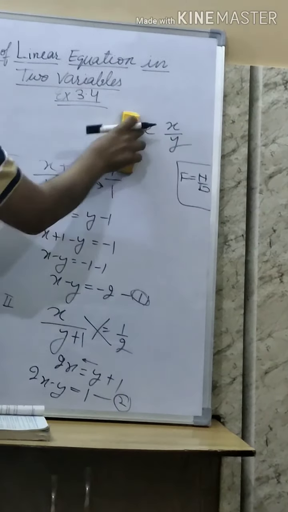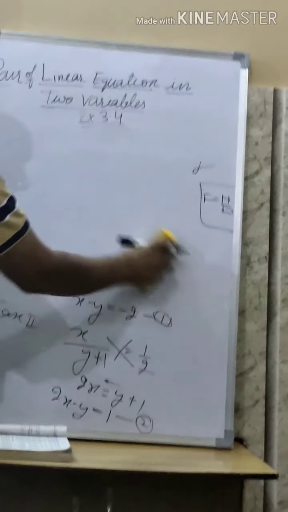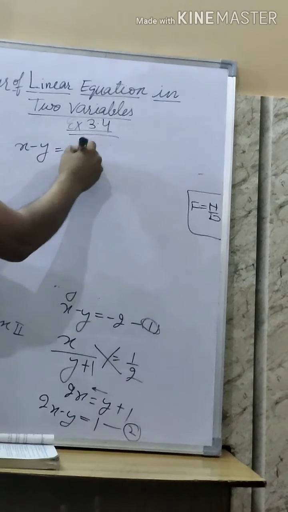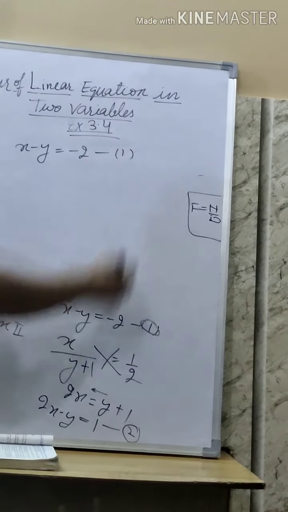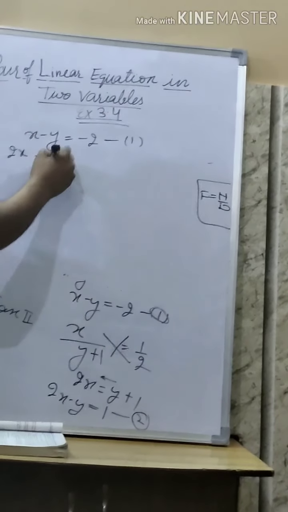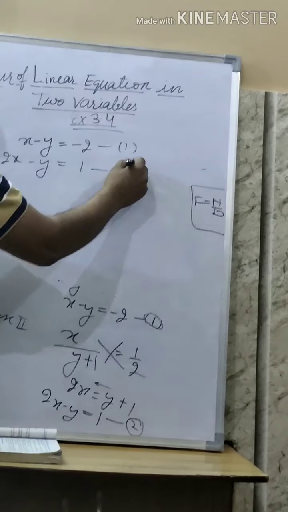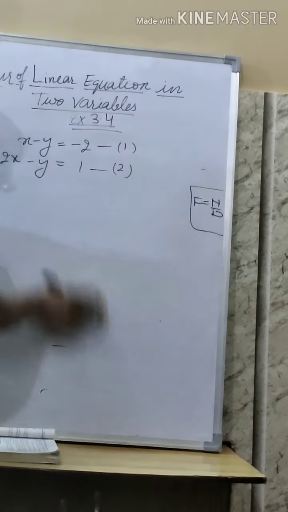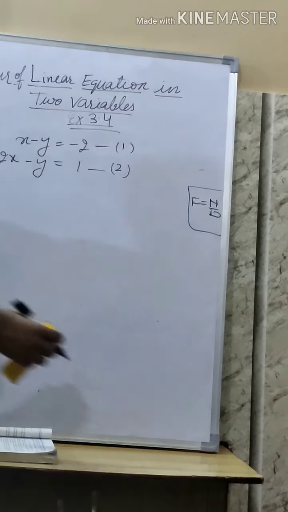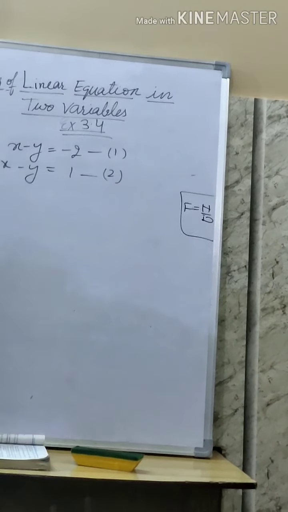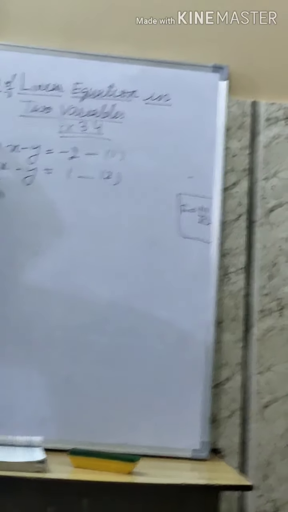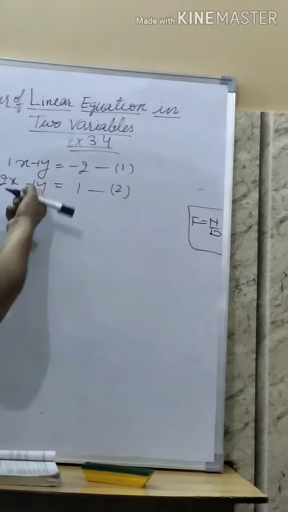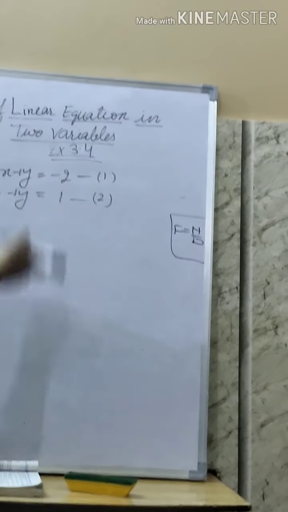So these are two equations, and we have to solve them for x and y. The first equation is x minus y equals minus 2. The second equation is 2x minus y equals 1. Now we have to solve these by the elimination method. You know elimination method is by equating the coefficient of either x or y. The coefficients of x are different, but the coefficients of y are the same. Now, I think it is very easy.